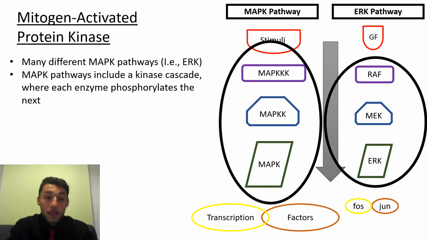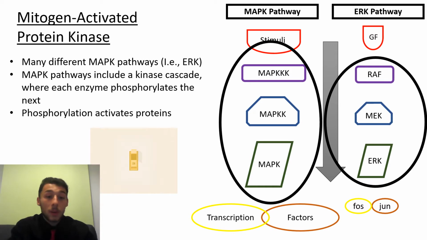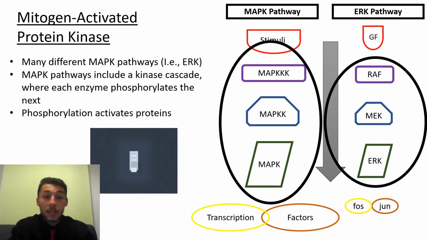Before we continue, it is important to understand what a kinase is. A kinase is an enzyme that phosphorylates another protein. For the scope of this video, phosphorylation is simply going to mean to activate or turn on another protein. So, in other words, a kinase is simply a protein that turns on or activates another protein.